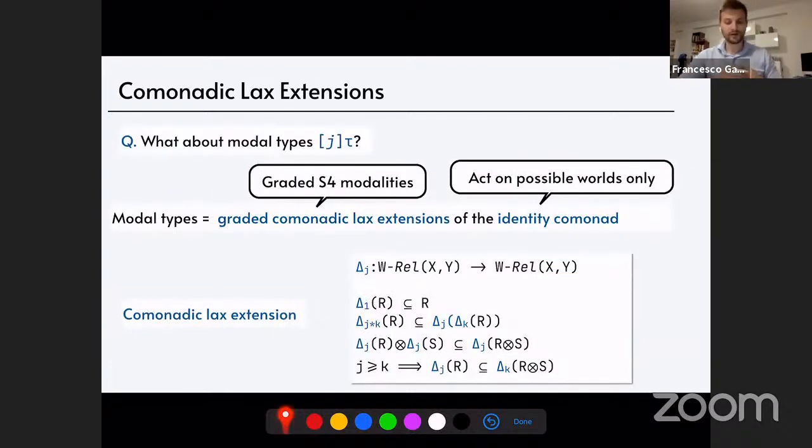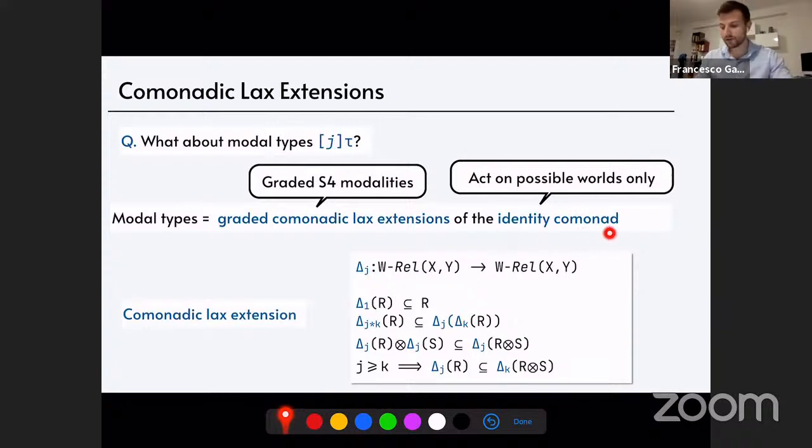Okay, so if we take this abstract perspective, now the question is, what about modal types? What are the relational constructions that we should associate to that type? And the answer is, at least our answer is that modal types from a relational perspective are graded comonadic Lax extensions of the identity monad. Okay, that's a scary expression. So graded comonadic Lax extension just means that because we deal with graded S4 modalities, and from a semantical perspective, these are just graded comonads of suitable types, essentially, we want our construction to still induce graded comonads on relations somehow.